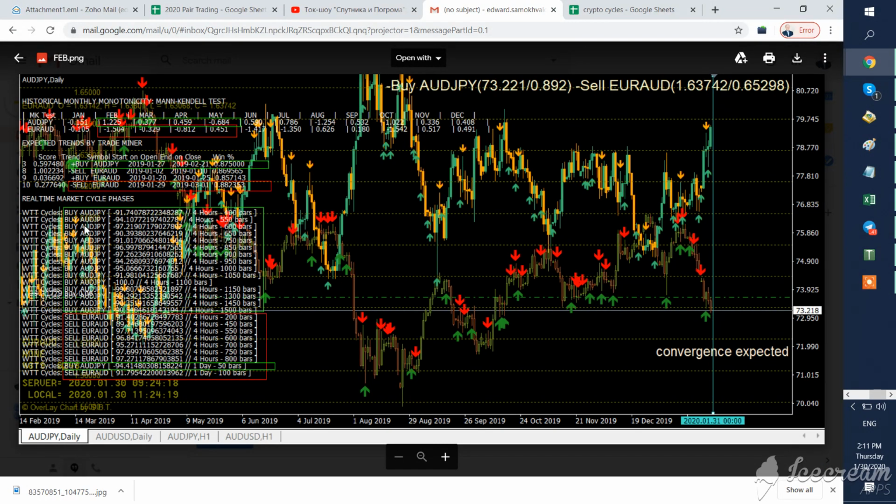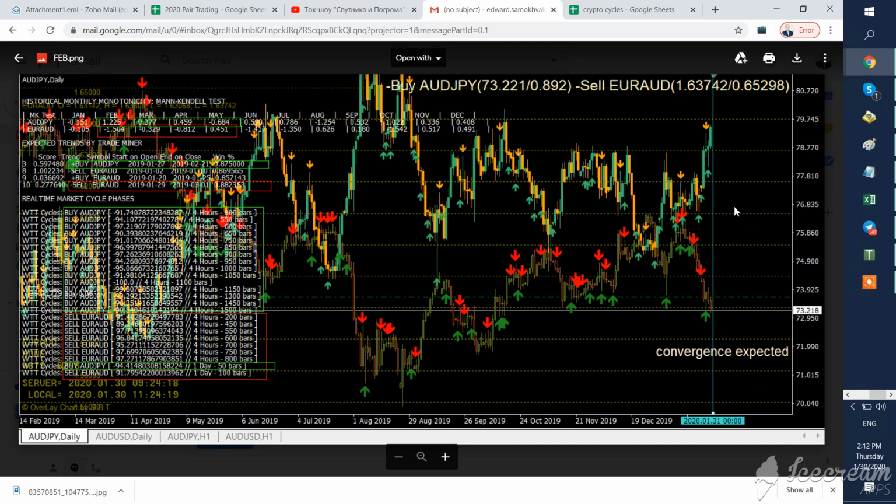We see that for AUDJPY, that's what we need, it's minus 91, minus 94, minus 97, and then going to minus 100 even, and that means that the cycle is going to slow and will gradually depart and will go up. And we have the same here, 91, 89, 97, and that is for EURAUD. So also we have these pin bars here. I would say we are pretty much covered.